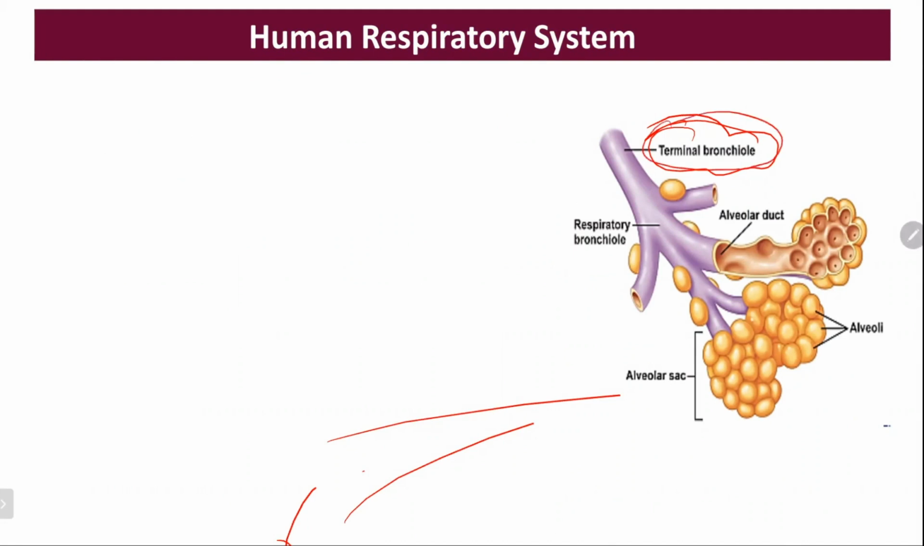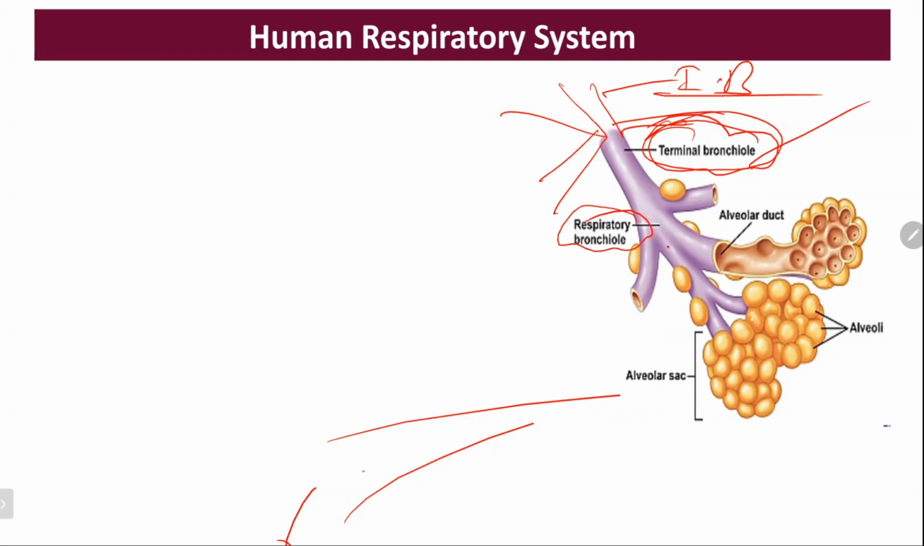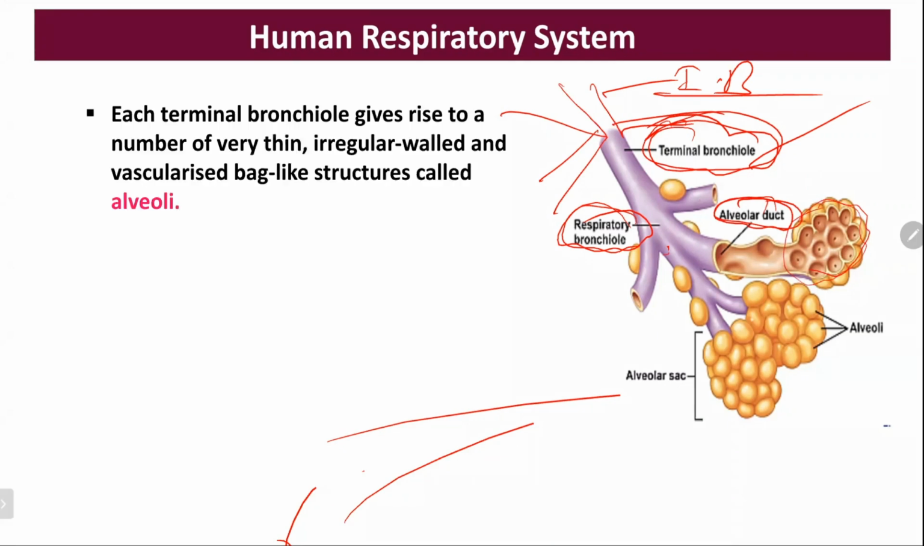Again, you see, just imagine this is the initial bronchiole. IB stands for initial bronchiole. That gives rise to terminal bronchiole, right? And from terminal bronchiole, some branches arise. They are called respiratory bronchioles. Respiratory bronchioles form alveolar ducts, right? Alveolar ducts ultimately have a bunch of alveoli. That is what I have shown here.